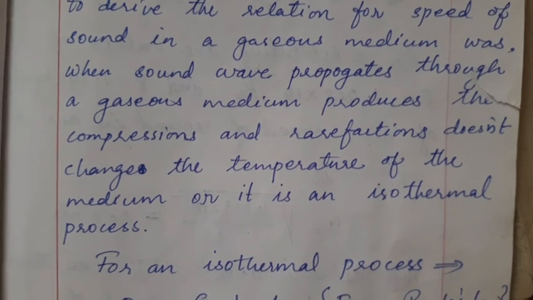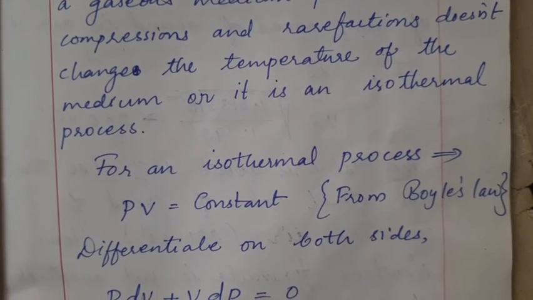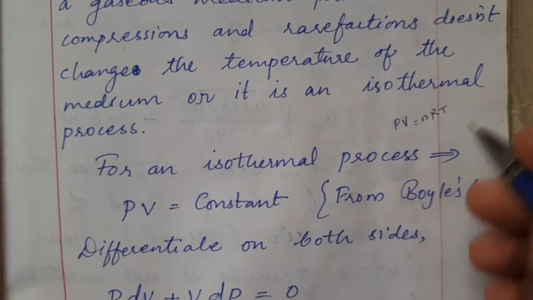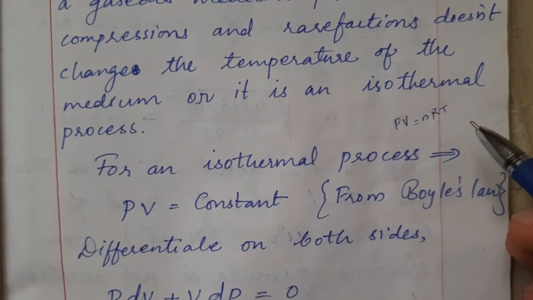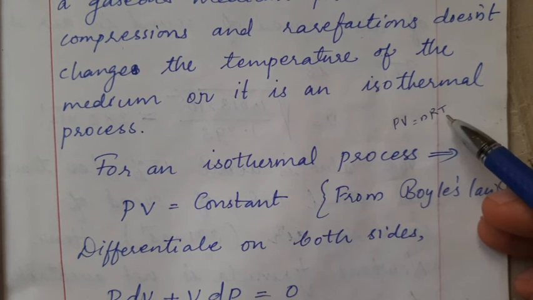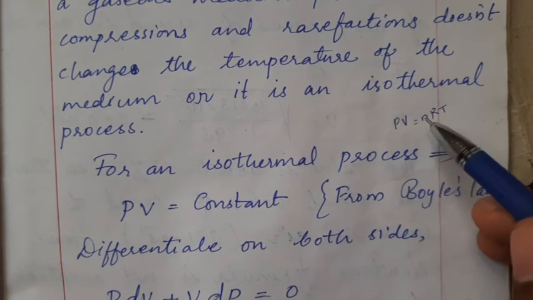Already for an isothermal process, for a gaseous system, from Boyle's law we have a relation that is P into V is a constant. You might have studied in chemistry, PV is a constant. The equation for that comes from the ideal gas equation, PV is equal to nRT, where n is the number of moles present in the medium, R is the gas constant, and T is the temperature. What Newton said is, if the process is isothermal, temperature is constant, which means T is constant, R is constant, and n is also constant. As per that, PV should be a constant.